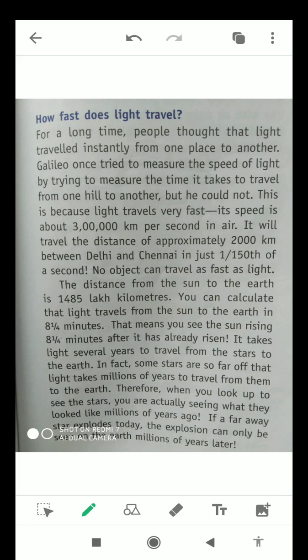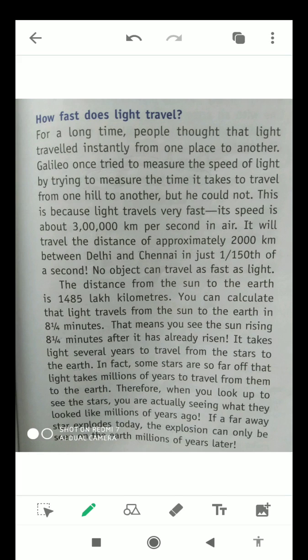Its speed is 3 lakh km per second in air. It will travel the distance of approximately 2000 km between Delhi and Chennai in just 1/150th of a second. Okay, no object can travel as fast as light.